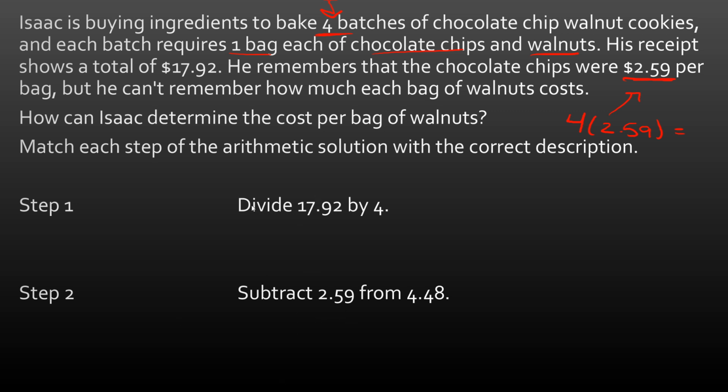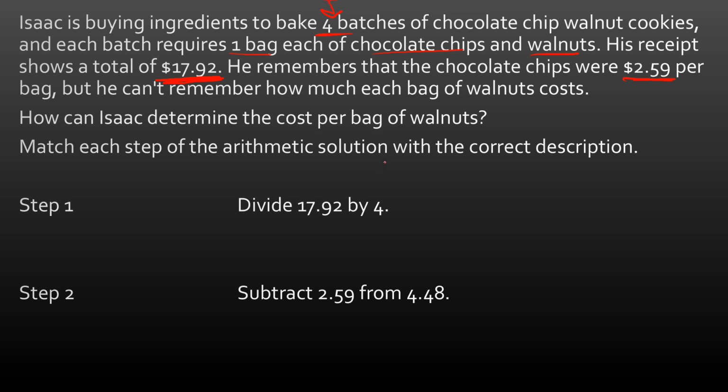So I'm reading the two different answer choices, just because there are multiple ways to solve this, and it looks like they went about this a little bit differently. So they chose a different approach to this problem, which is fine. What they did was they're saying, well, I know that he spent a total of $17.92 on these bags of chocolate chips and walnuts.